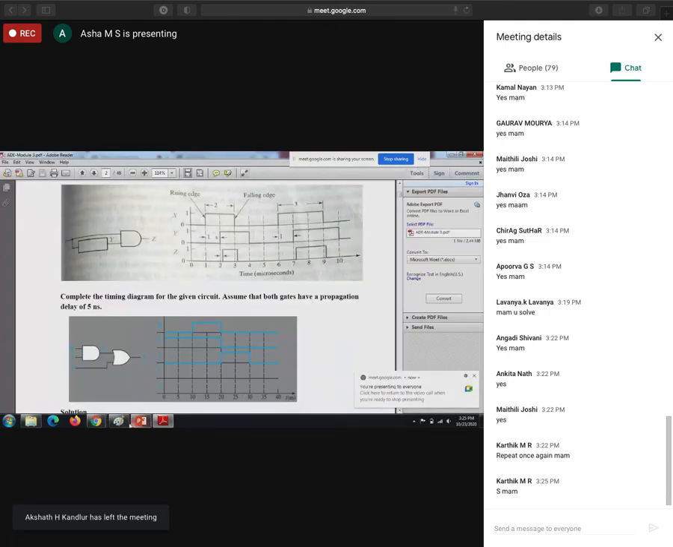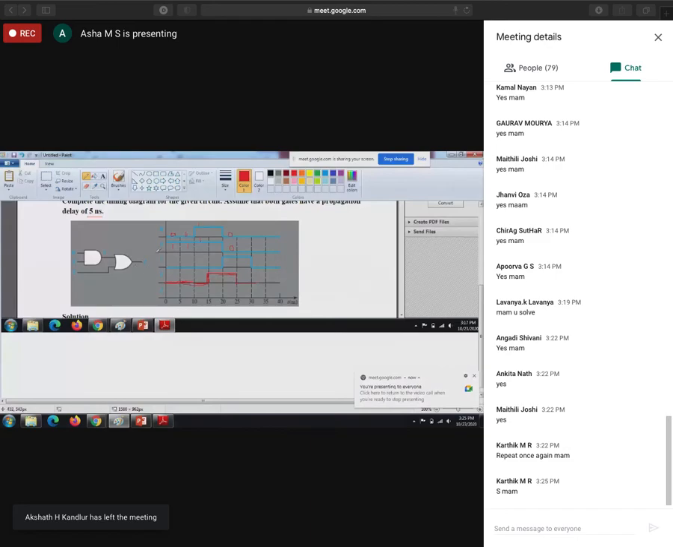Now we need to check Z. To write the timing diagram for the output Z, I need to concentrate on V as well as Y. Both V and Y. So check V and Y. Both are 0, which means Z will be 0. Next nanoseconds also both are 0, so this is 0. Next also it is 0.